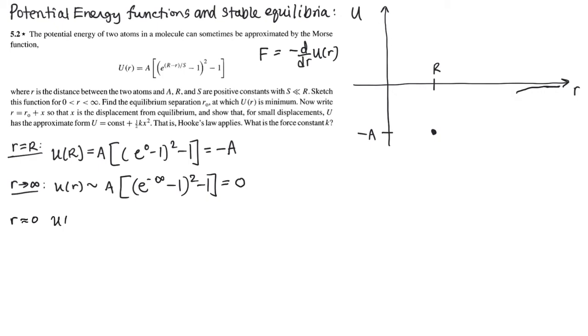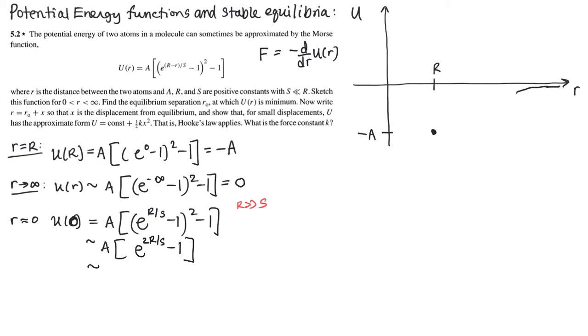Okay, so near the origin, or let's just take it at the origin, we have a times e to the capital R over capital S minus 1 squared. And recall, we're told that big R is much bigger than big S. And so this term is huge. It's e to the large, which is a big number in and of itself, so we can ignore the minus 1. And so this ends up being a times e to the 2R over S minus 1, but we can ignore that minus 1 also.